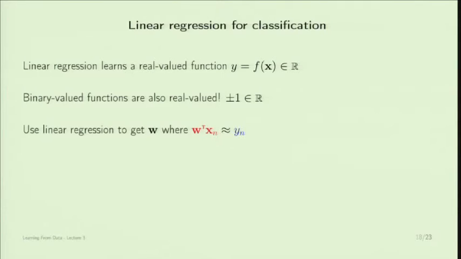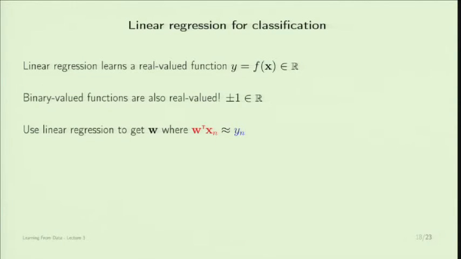You use linear regression in order to get a solution such that the solution is approximately y_n in the mean square sense. So for every example, the actual value of the signal is close to the numerical plus one and the numerical minus one. That's what linear regression does, okay?